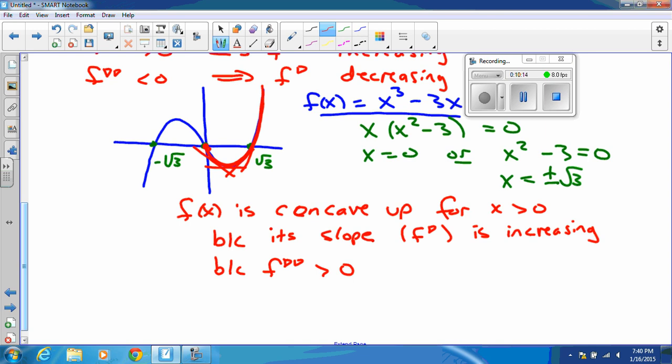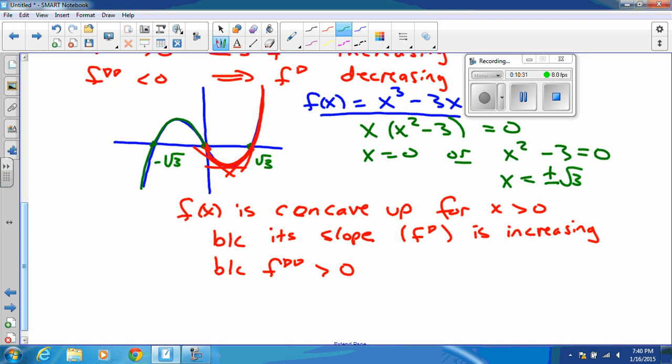What it means to have a positive second derivative is that your curve will be shaped concave up, because that positive second derivative forces your slopes to increase.